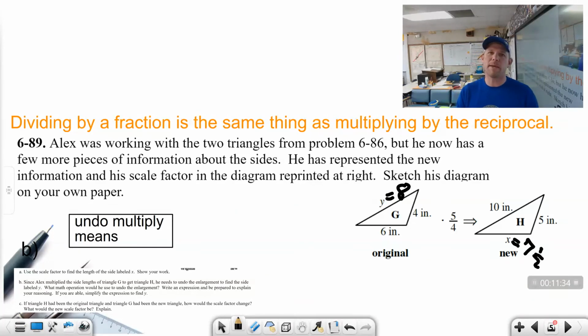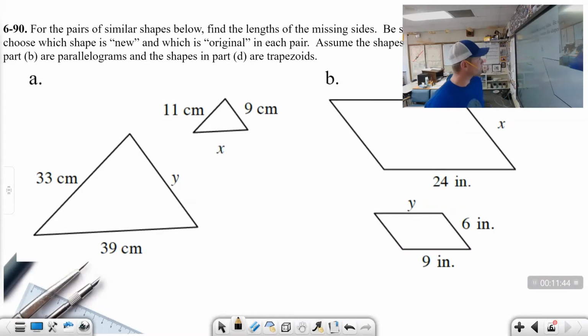So your job is to pay attention to what the scale factor is and how to get there using the right multiplier. Now, you have 4 problems. The first thing that you need to be able to do is pick out the scale factor. I'm going to do letter A. You're going to do B, C, and D. Here we go. First thing, find the scale factor. Oh, Mr. McCoy, it doesn't tell me which one is the new and which one is the original. You choose because it doesn't matter.